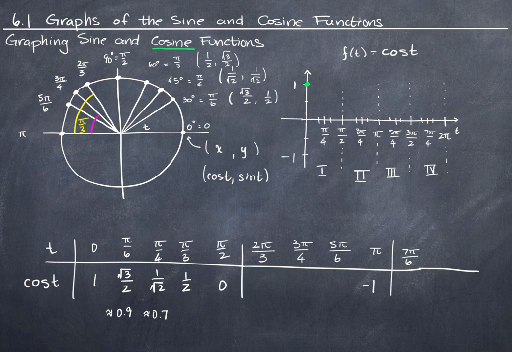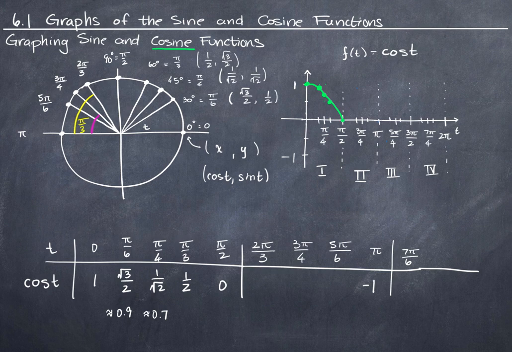I need about 0.9. Well, at pi over 6, there's 1. I want to be just shy of that. So there's 0.9. And then at pi over 4, I'm above 0.5, but below 0.75. So right about there. And then my next value is at pi over 3, I'm at 1/2. So that's about there. And at pi over 2, I'm at 0. So this part of the graph looks something like this.